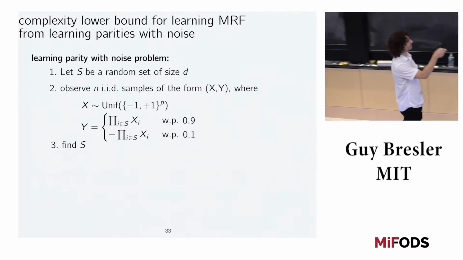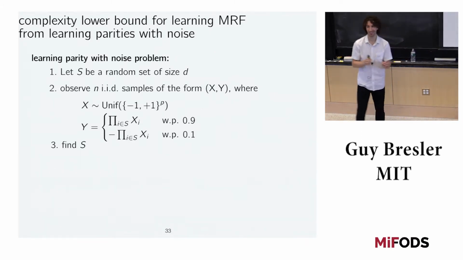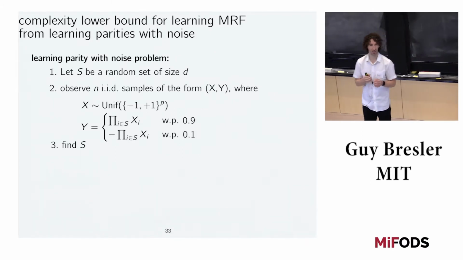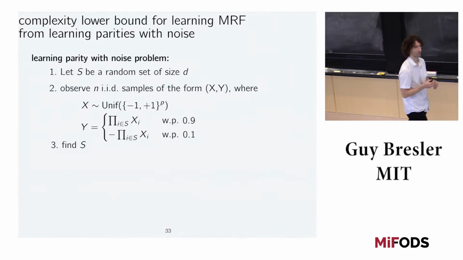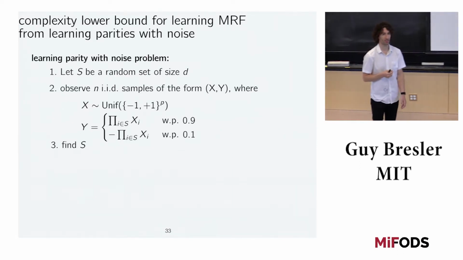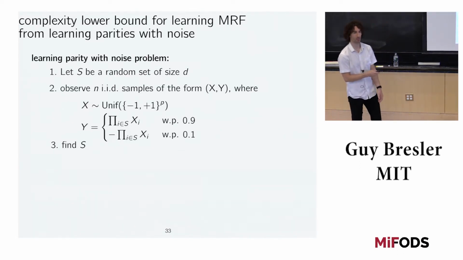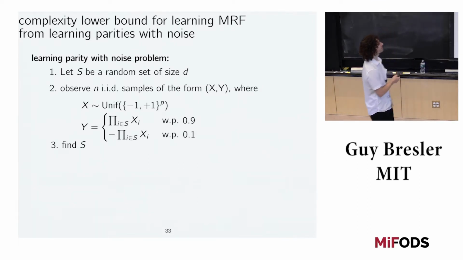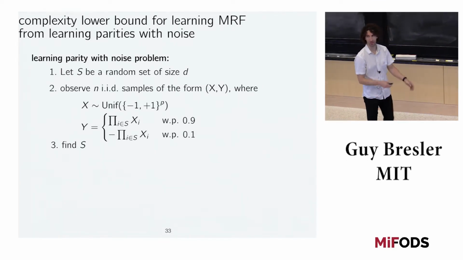Okay, so this is a very, very clean learning problem, and it's worth understanding because it has some conjectures associated with it that are interesting. So what is the learning problem? Now forget about learning graphical models. Okay, this is a learning problem.